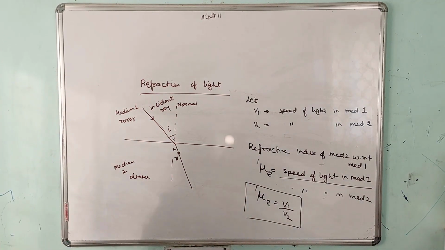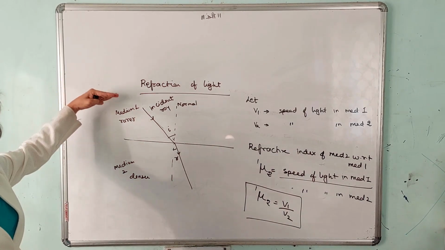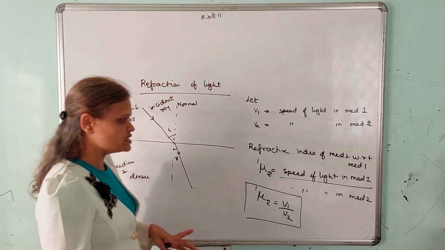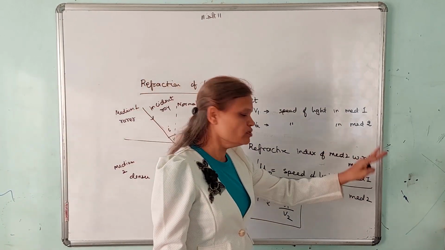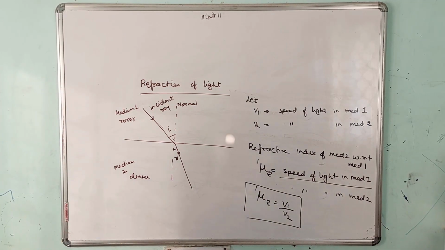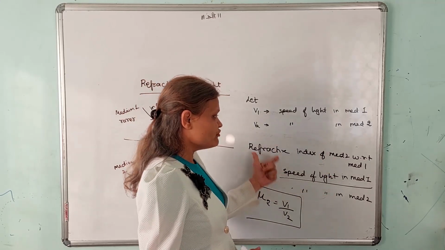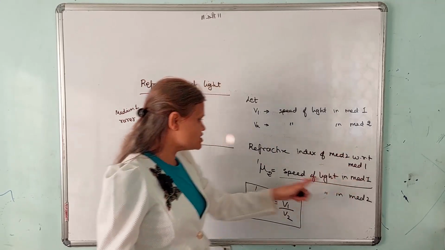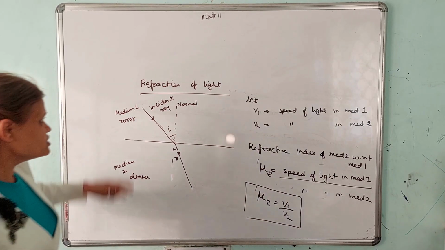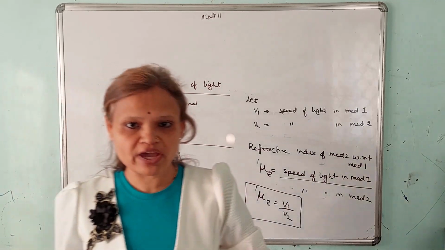Now suppose the light is entering from this medium to another. Then what will happen? You will have to consider the speed of light in medium 2 by medium 1. Let us write that afterwards. This is nothing but relative refractive index, that is the refractive index of one medium with respect to another medium, that is relative.